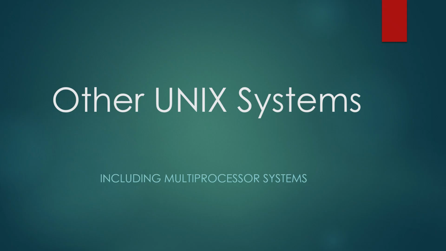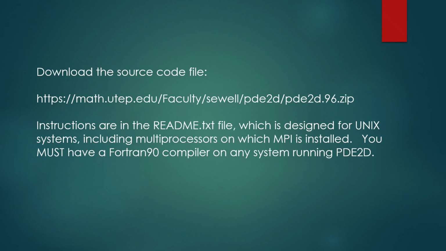PD2D can also be installed on other Unix systems using almost any Fortran compiler. It can be run on multiprocessor Unix systems which have a version of MPI installed. Download and unzip the source code from this URL. For the Windows and Mac installations, we were not interested in the README file, only the source codes. But for general Unix systems, the README file is critical and should be read carefully.